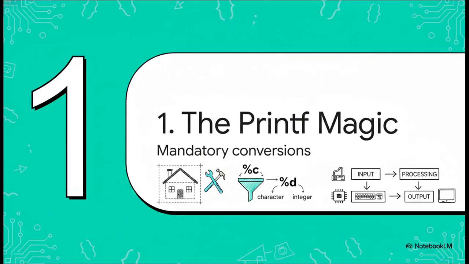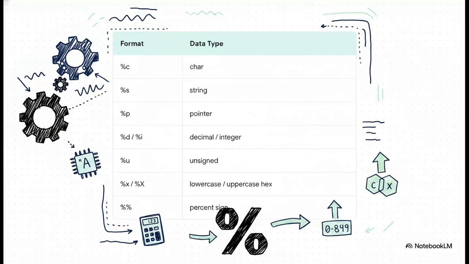Okay, let's jump right into section 1, the printf magic, where we map out our mandatory conversions. You know, you really can't build a house without a blueprint, and this table is your blueprint. Here's the full matrix of the mandatory conversions we need to build for this project. We're going to be translating everything from simple single characters using %c all the way to raw memory addresses with %p. In between, we've got our standard decimals and integers, unsigned numbers, and those tricky little hexadecimal formats in both lowercase and uppercase. Oh, and obviously we need a way to print an actual literal % sign. Keep this checklist in the back of your mind because this is exactly what our function needs to conquer.